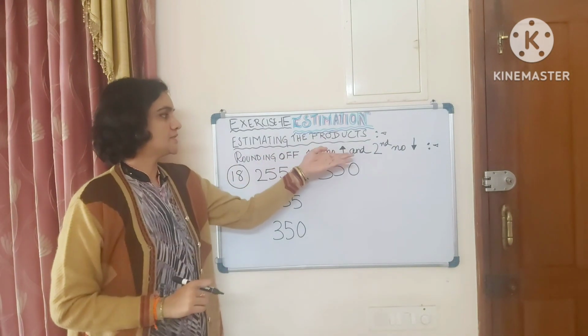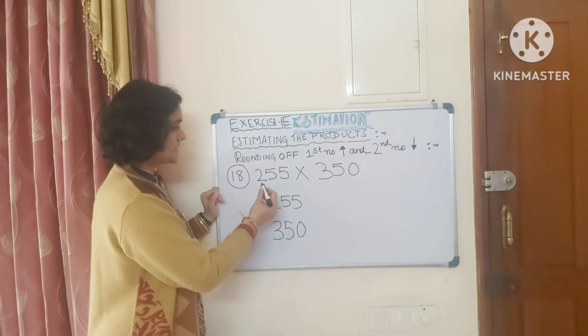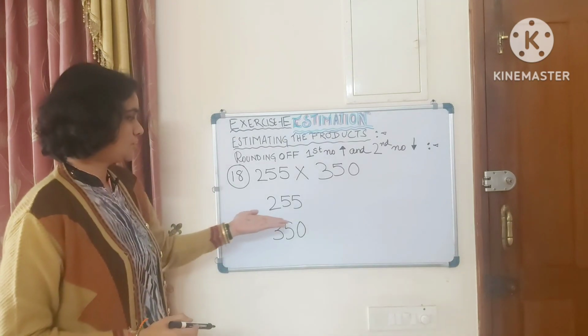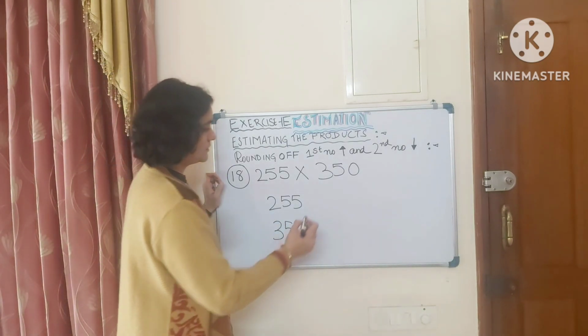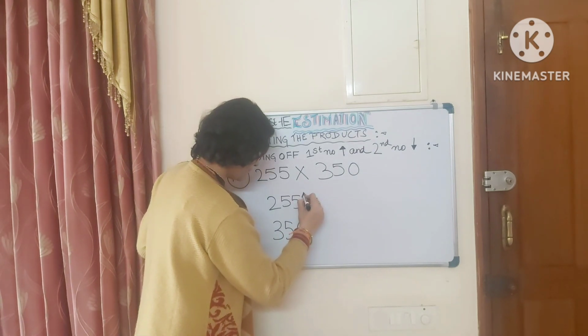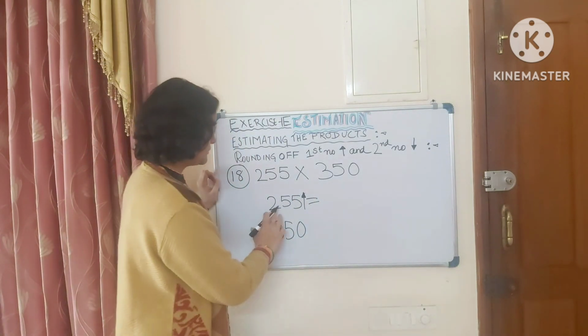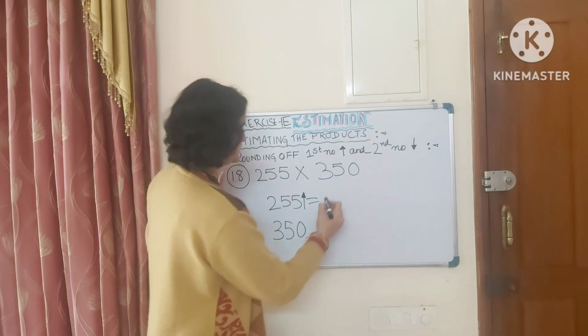Same thing, rounding of first number upwards and second number downwards. The question is asking us to multiply 255 into 350. So first term we need to round off upwards. So 255, if rounded off upwards, meaning estimate upward, then upward of 255, don't look at any of the digits. 255 will definitely be 300.